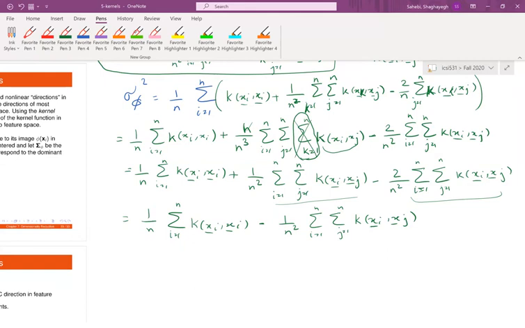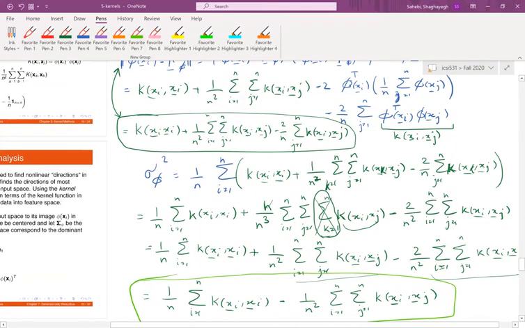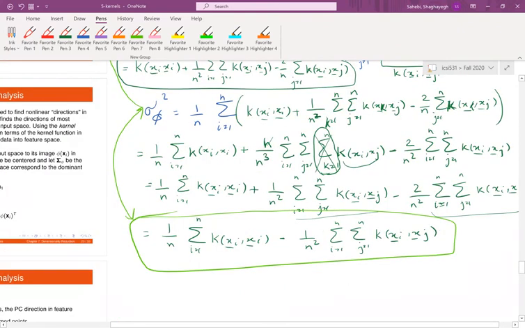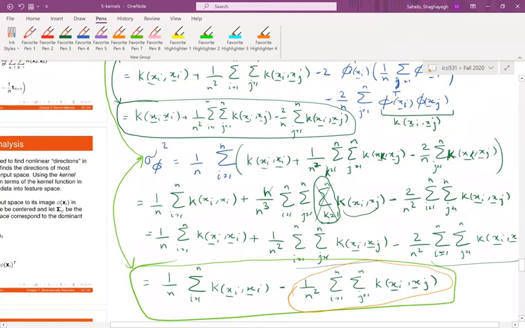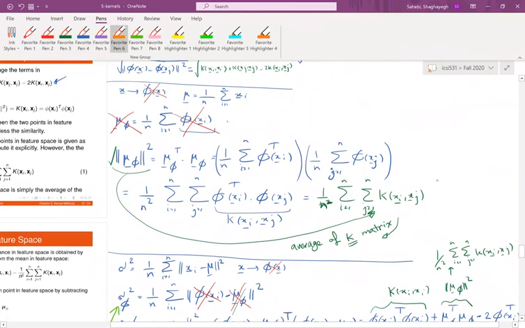Okay, now we are done. So now we have calculated this whole variance, this one, which is basically this one, only according to the kernel. Okay, let's see what this is. First of all, this thing looks familiar to us, isn't it? Let's go back and see where we have seen it. Let me go back. Oh, I have seen it here.